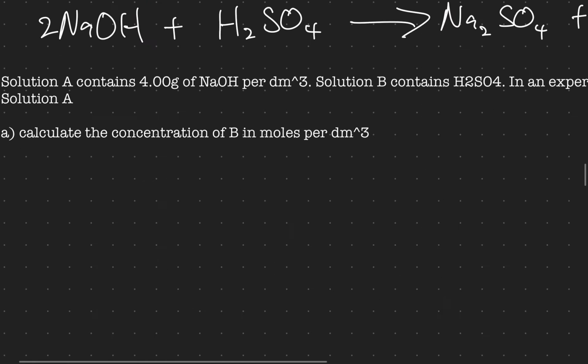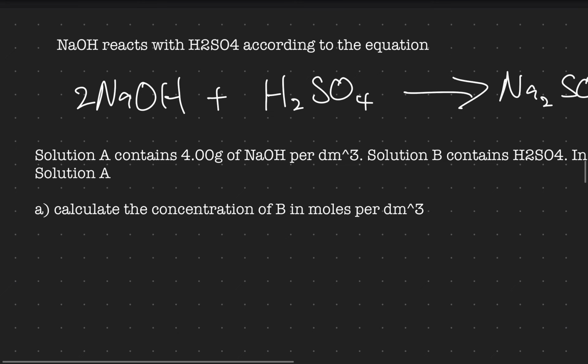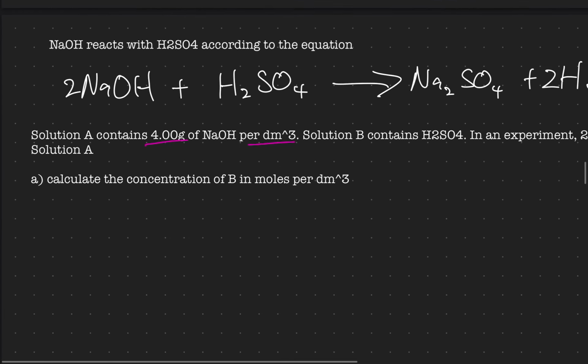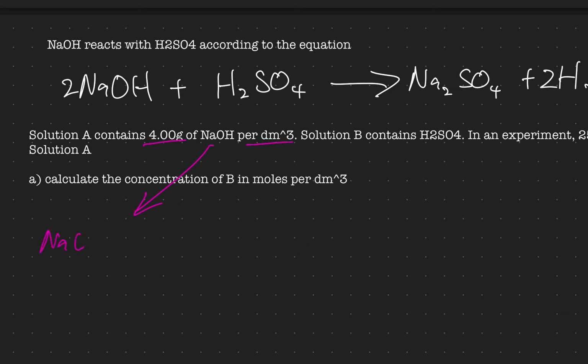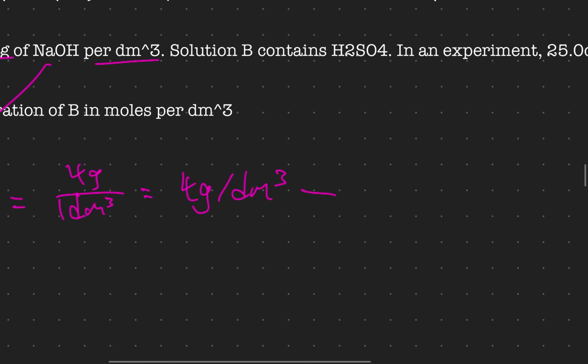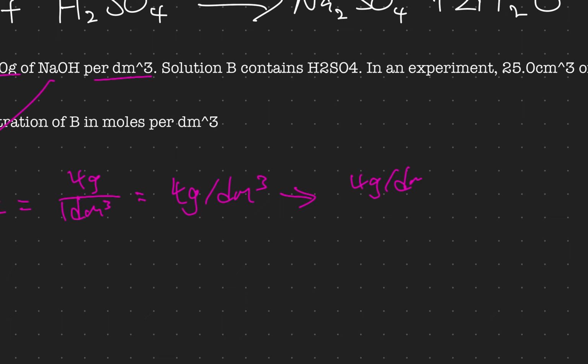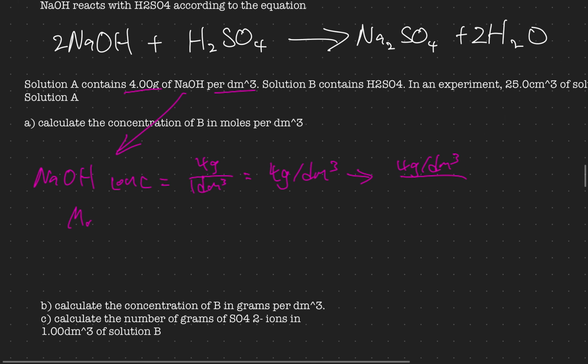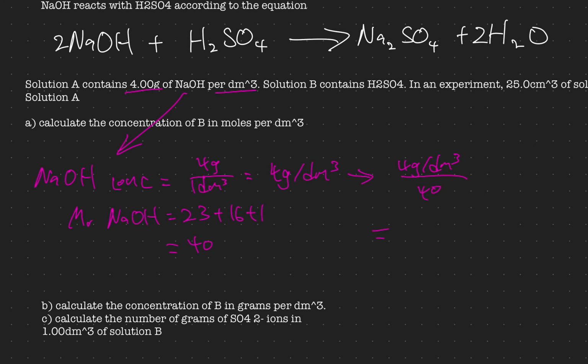Okay, so the information we know now is that the concentration of the sodium hydroxide is 4 grams per dm cube. That's the concentration. To find this in moles, we just have to divide it by the MR of sodium hydroxide, which is just 23 plus 16 plus 1, which is 40. So that'll give us 0.1 mole per dm cube.